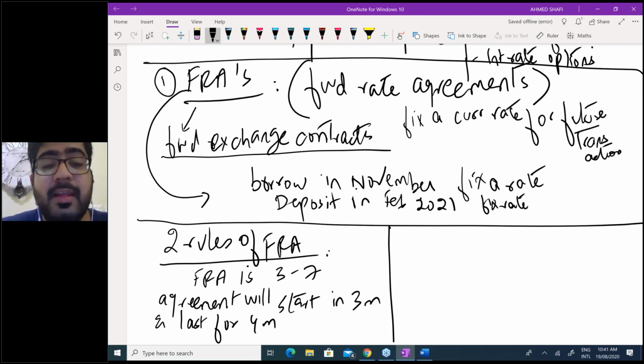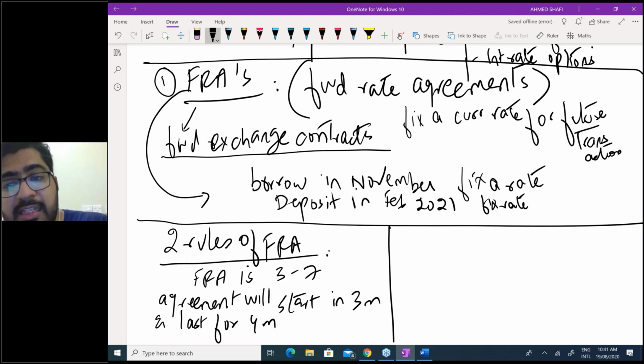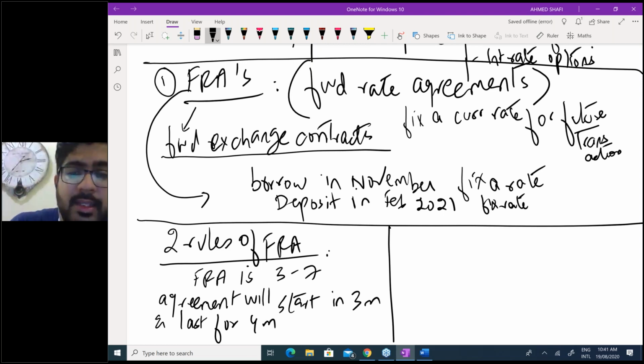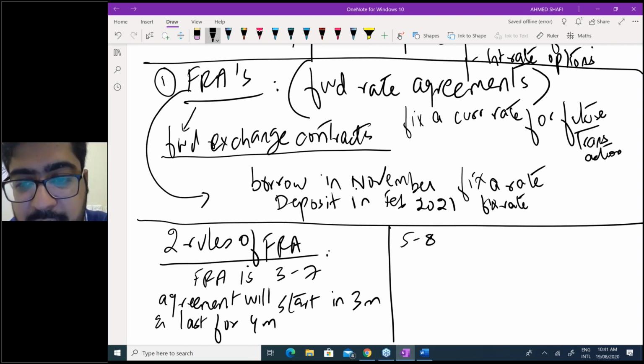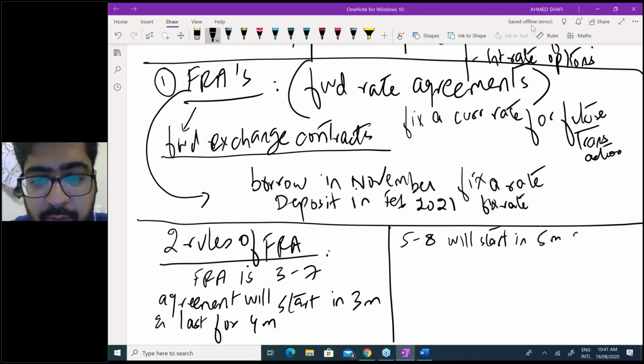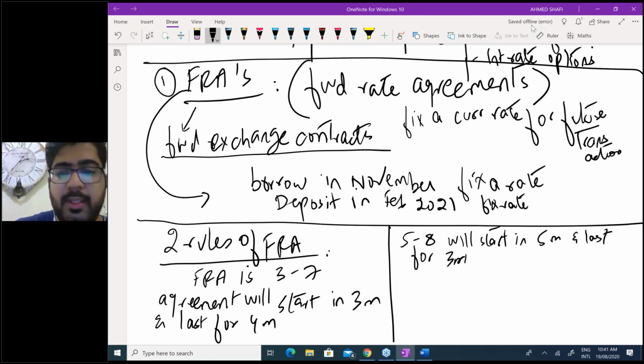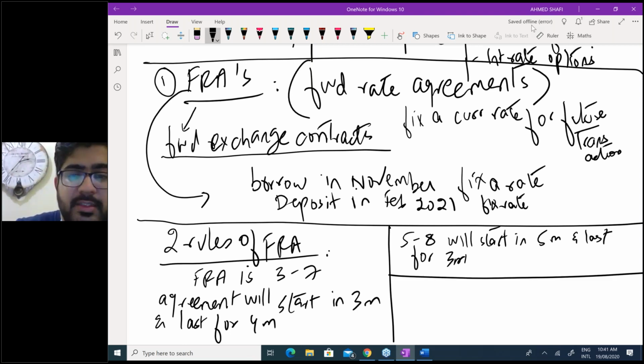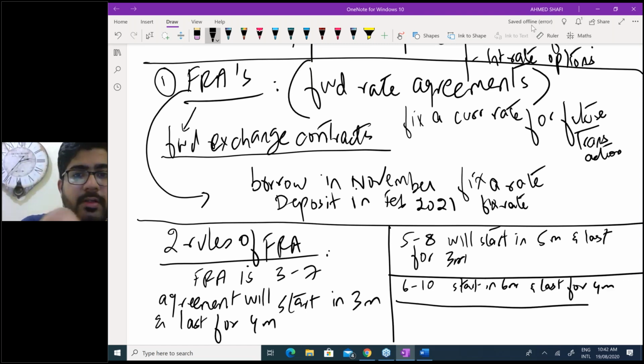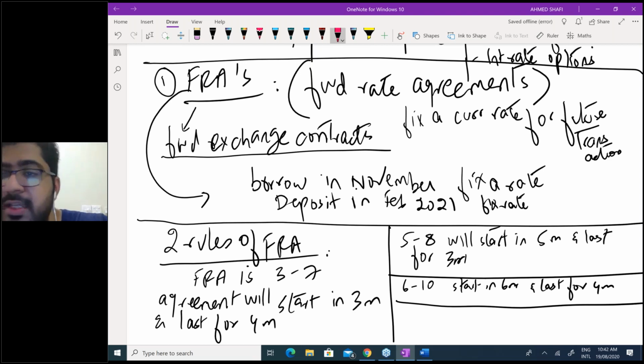Okay. Many people interpret it like that, that if FRA is 3-7, the agreement will start in 3 months and last for 7 months. No, that's not the rule. FRA 3-7 means the agreement will start in 3 months. The first digit is for the start and it will last for the gap, 4 months. Okay, repeat. Let's suppose someone says FRA is 5-8. What does this mean? This agreement will start in 5 months and last for the gap, 3 months. If someone says FRA is 6-10, what does this mean? It will start in 6 months and last for the gap, 4 months. Okay, this is rule number 1. If FRA is 7-9, it will start in 7 months and last for the gap, 2 months.